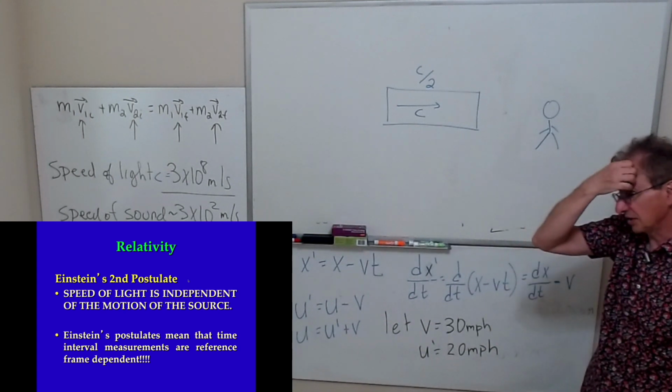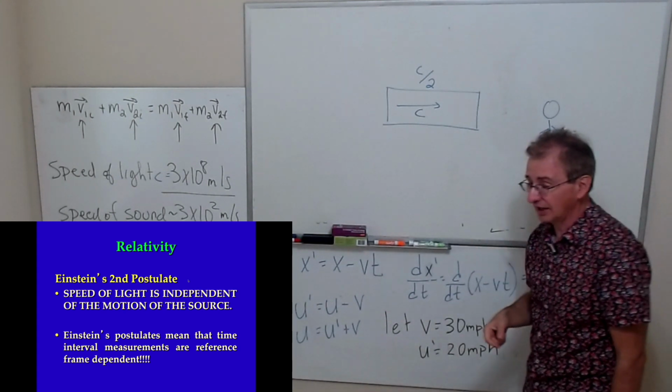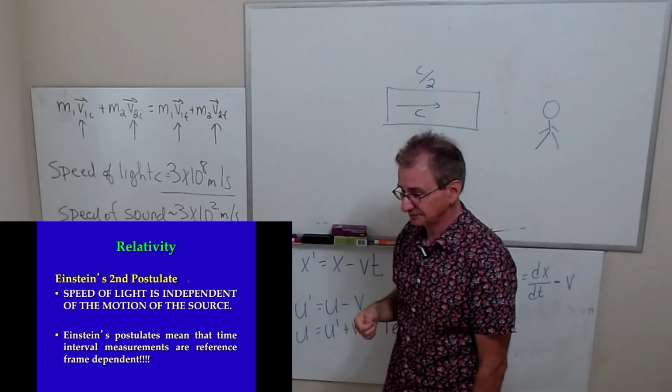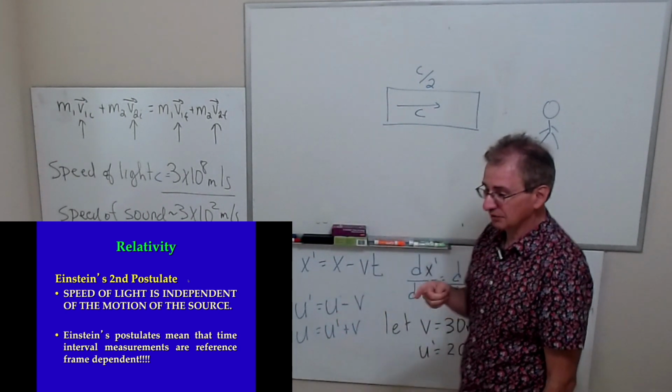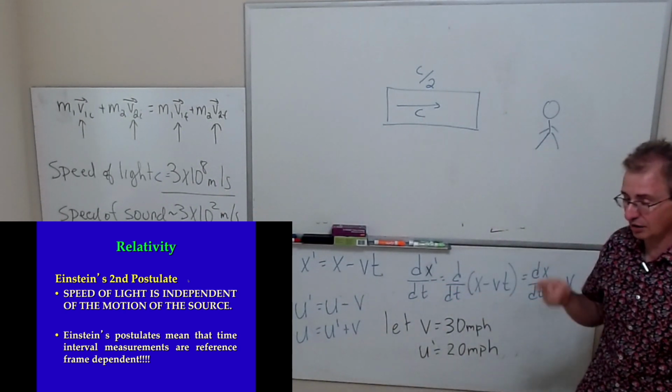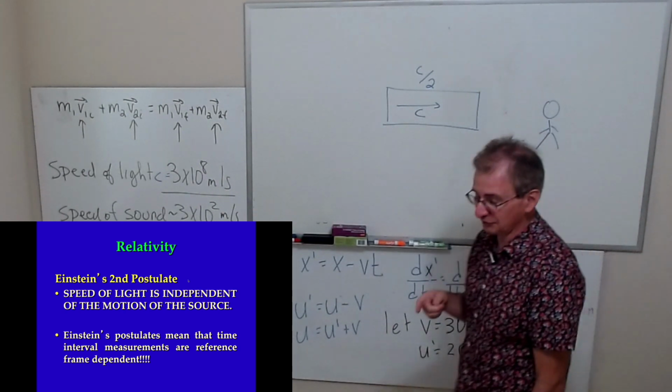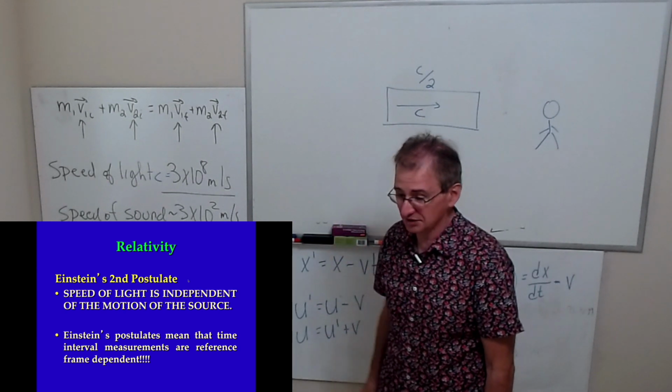So that's the second postulate. And that second postulate has a lot of important implications. It actually means that time intervals are frame dependent. That means clocks run at different rates in different reference frames. That's what that second postulate implies.